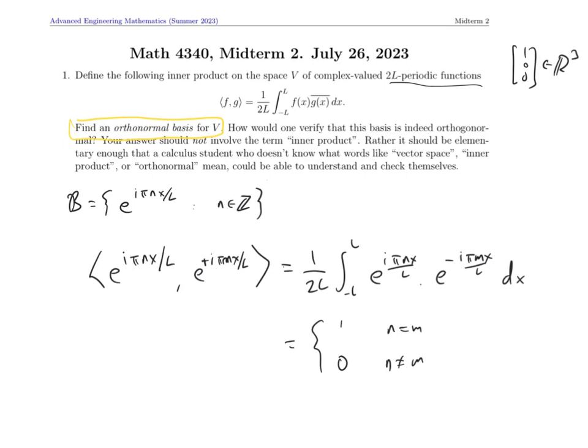That's all that it means to be orthonormal. And this is something that a calculus student can understand. Just compute this integral. Is it 1 or is it 0? Okay, so that's all you had to do for the first problem.